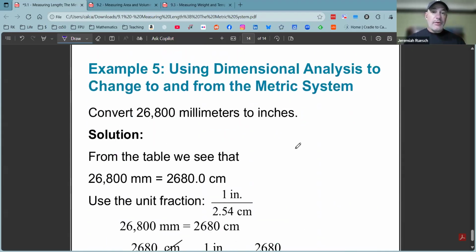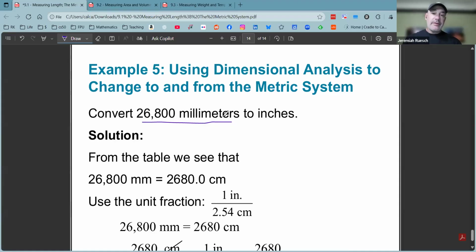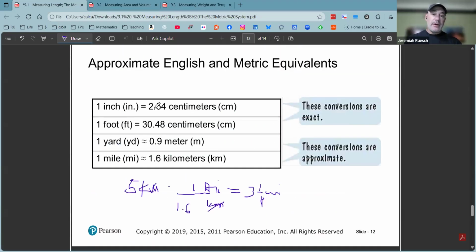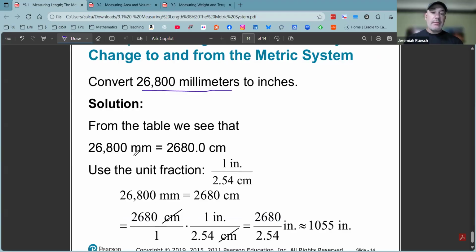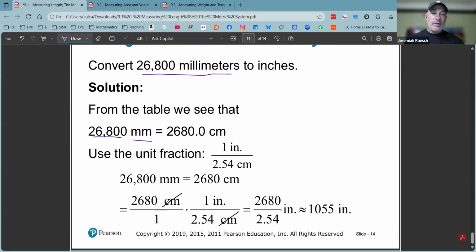Okay. And then using dimensional analysis to change to and from the metric system. So if we have, let's say, 26,800 millimeters, and we want to convert that to inches, the first thing to do is, since this is given to us in millimeters, we have a conversion for centimeters, not millimeters. So we first need to convert the millimeters into centimeters. So that means dividing this by a power of 10, which is what you see happening. I kind of did that off screen, if you will. So let's go ahead and do that real quick.